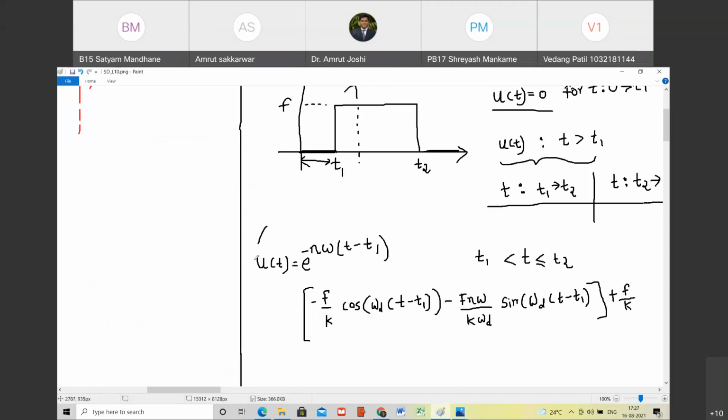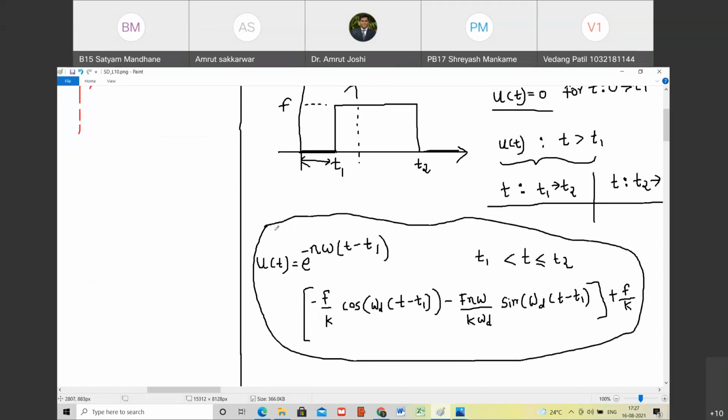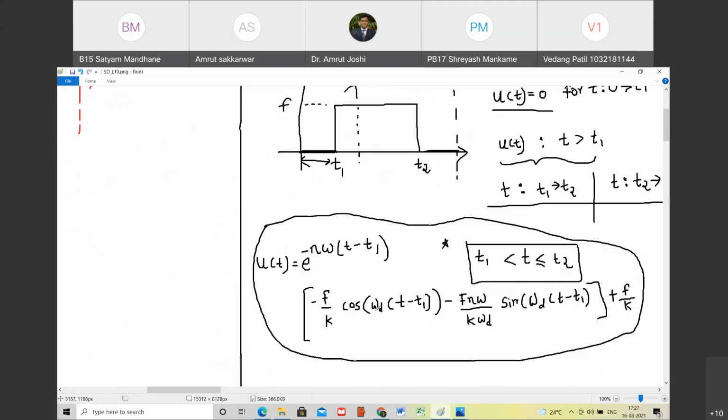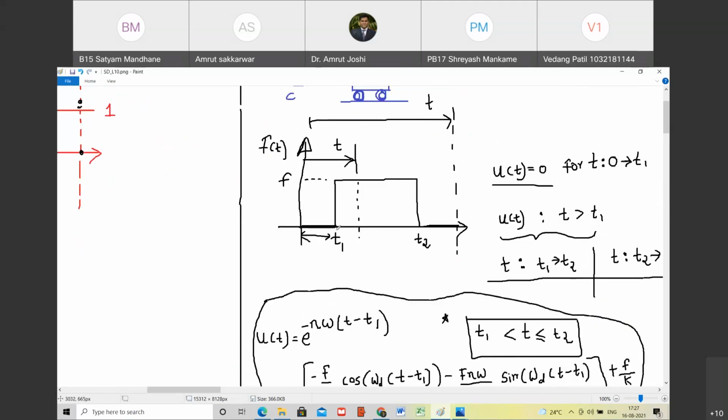Do you agree with me? Yes, sir. This is in which time? When t is between t1 and t2. This is important. Yes. Happy? Yes. Now what happens after time t2? If I seek the response for any t greater than t2, what will happen, tell me. If I wrote this same response, then whose response would it be? It will be the response to an excitation where f continues up to t. Do you agree with me?